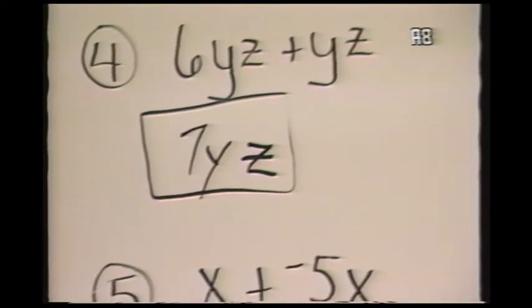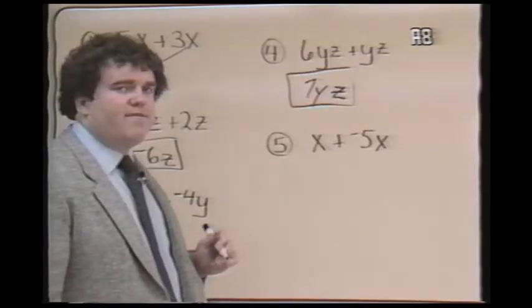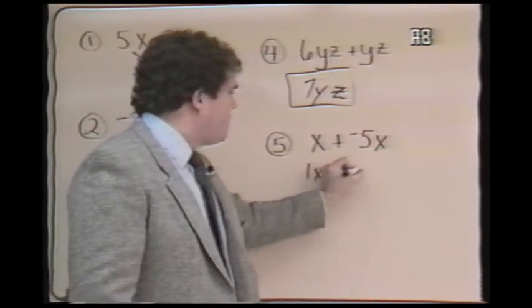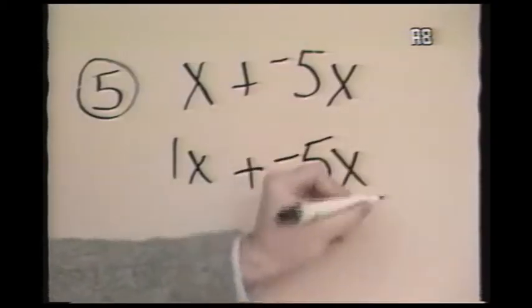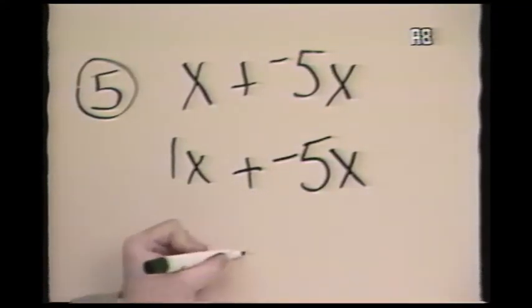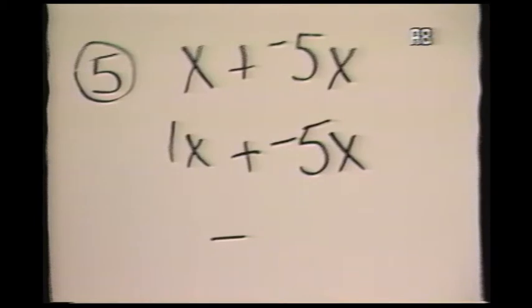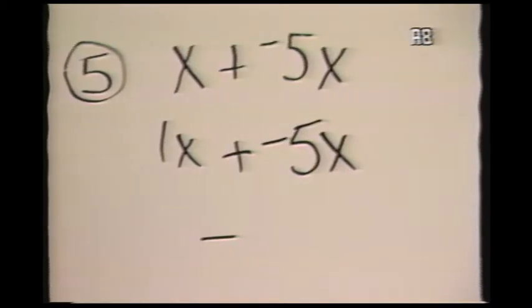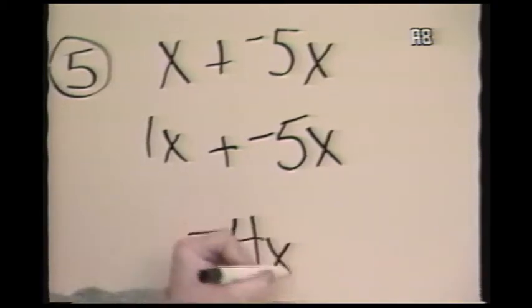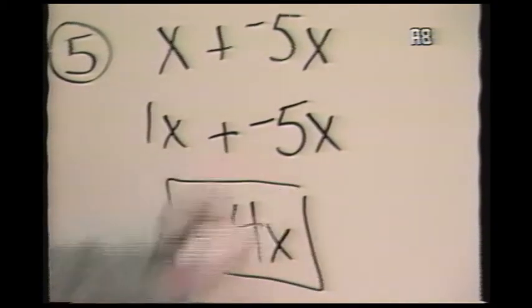Problem number 5. X plus negative 5x. That's the same as 1x plus negative 5x. And let's see what we get. Will my answer be negative or positive? Negative. Do I add or subtract the absolute values? You'll have to subtract them. We will get negative 4x as our answer.